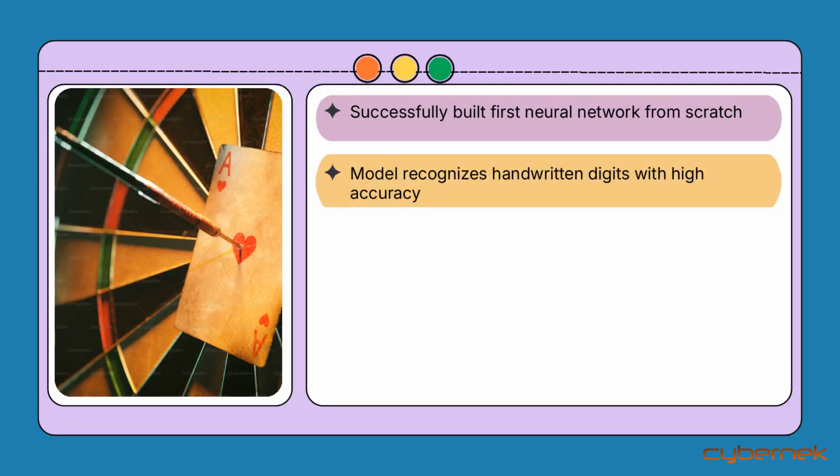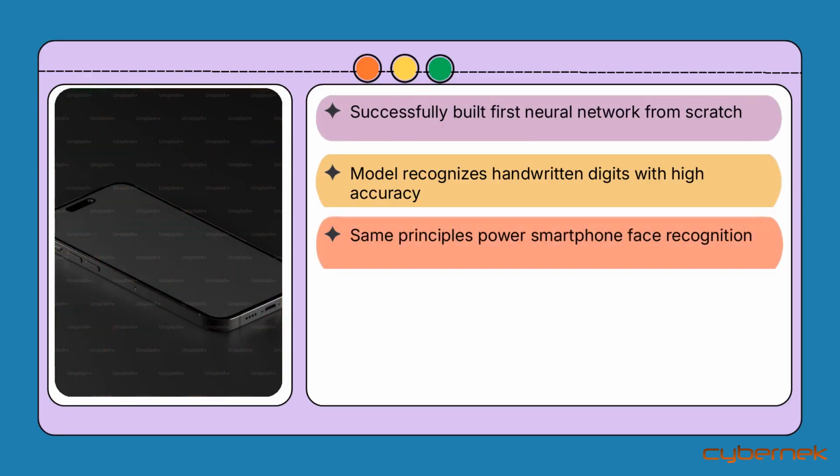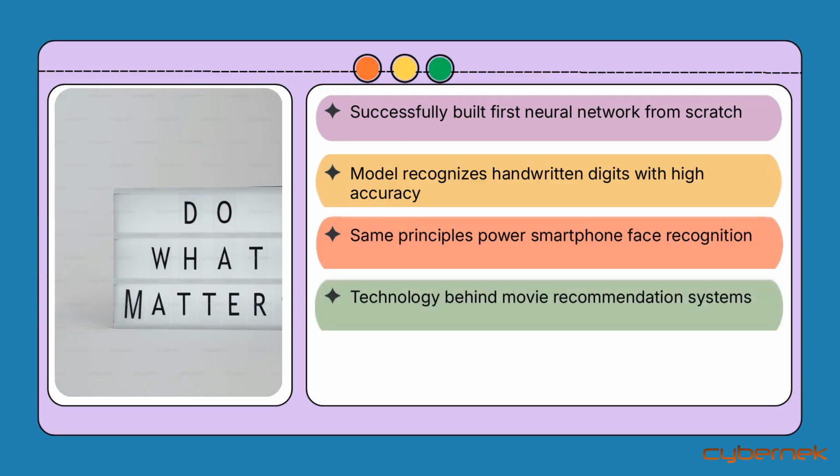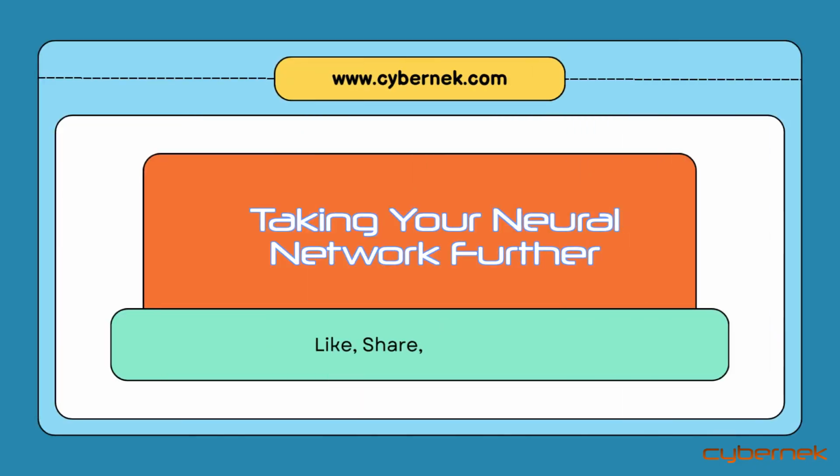Pretty amazing, right? Your model can now look at a handwritten digit and tell you what number it is with impressive accuracy. This same fundamental approach powers everything from smartphone cameras that recognize faces to recommendation systems that suggest your next favorite movie. Taking your neural network further.